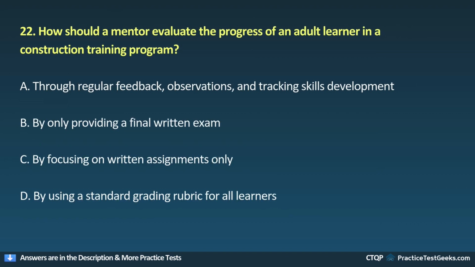22. How should a mentor evaluate the progress of an adult learner in a construction training program? A. Through regular feedback, observations, and tracking skills development. B. By only providing a final written exam. C. By focusing on written assignments only. D. By using a standard grading rubric for all learners.